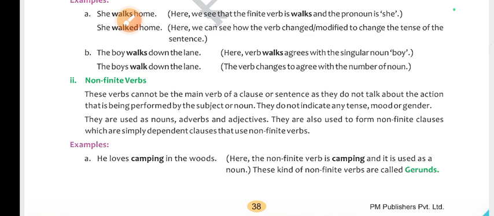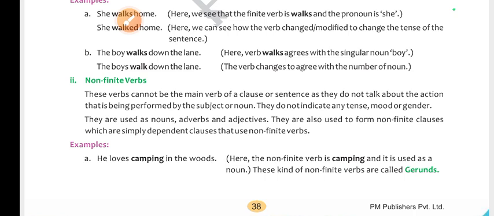Now let's understand non-finite verbs. These verbs cannot be the main verb of a clause or a sentence, and they do not talk about the action that is being performed by the subject or noun. They do not indicate any tense, mood or gender. They are used as nouns, adverbs and adjectives. They are also used to form non-finite clauses, which are simply dependent clauses that use non-finite verbs.